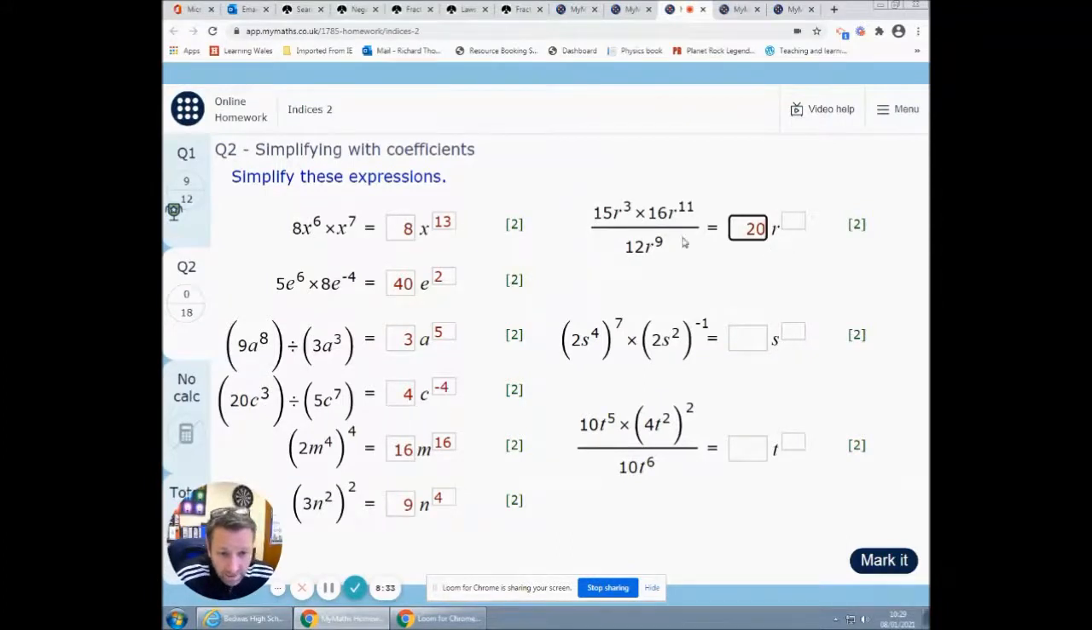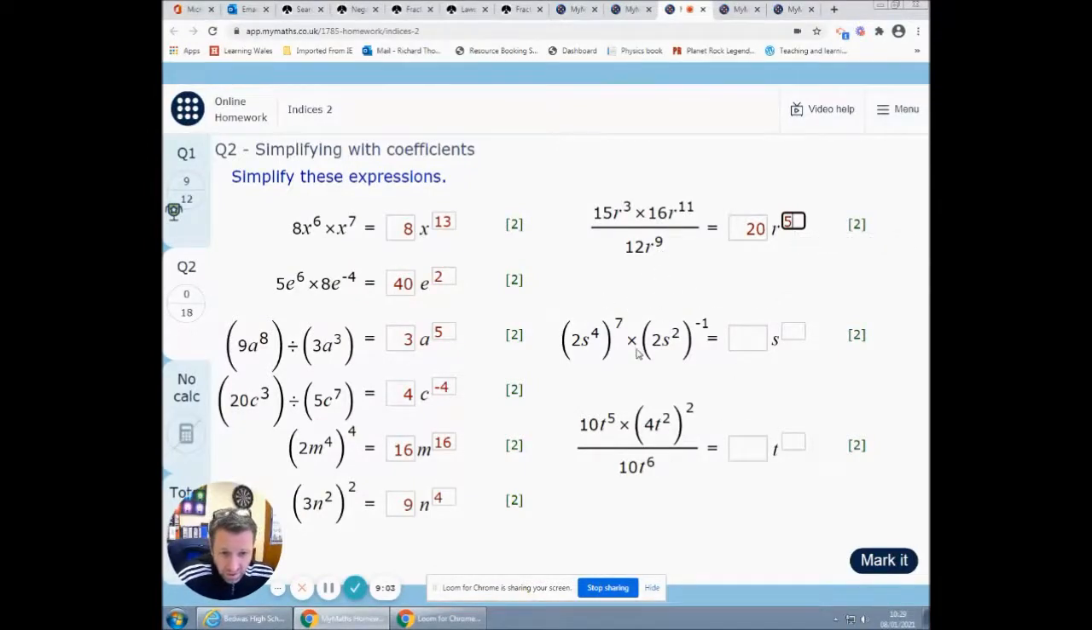Now I'll tackle the letter r. So r cubed times r to the 11, add the powers, is r to the 14. And I'm dividing that by r to the 9, so I'm subtracting that then. So it's 14, take away 9, which is 5. Right? Just take a moment to digest that. I did 15 times 16 divided by 12 to get the 20. And I added these powers and subtracted this power to get the 5.